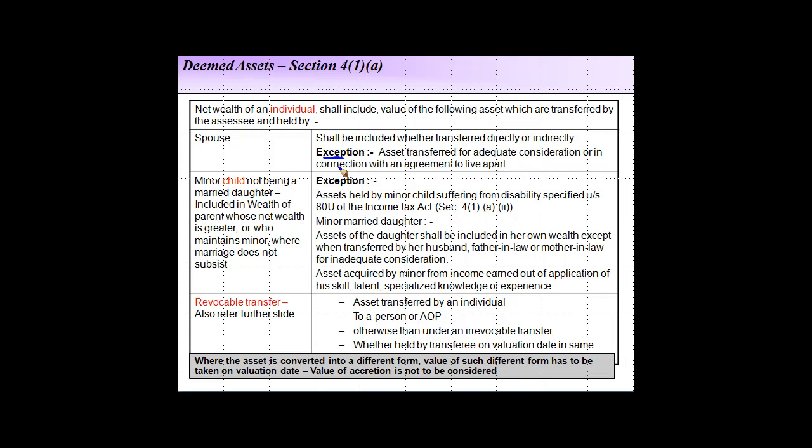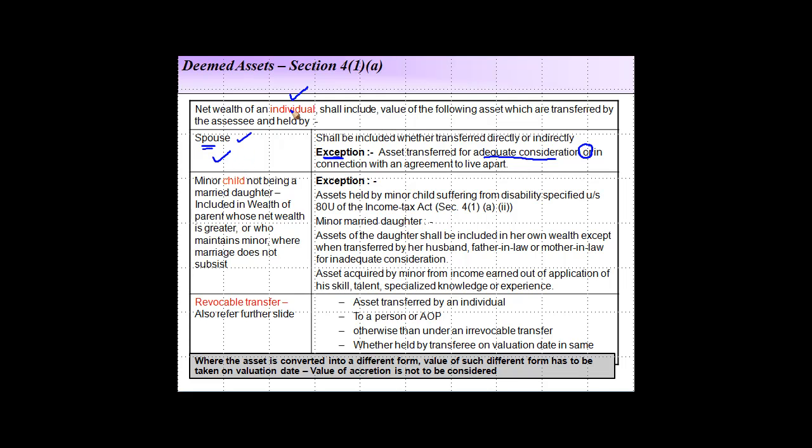However, there is an exception to this rule. Asset transferred for adequate consideration. Now what does this mean? This means if you transfer anything to your spouse and you get paid for it, which is adequate, or in connection with an agreement to live apart. In these two cases, if the asset is transferred to a spouse, then that is not to be included in the net wealth of the individual, but will be included in the wealth of the spouse.